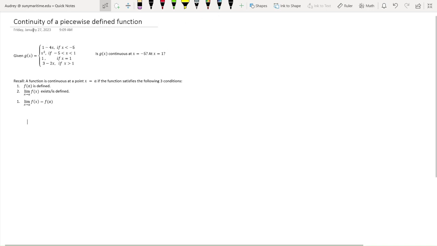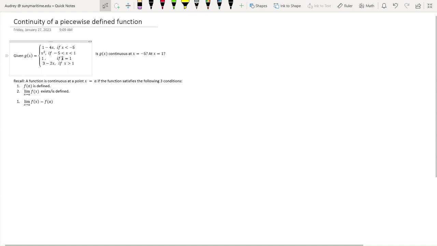So we're going to study the continuity of a piecewise defined function. Here we are given a function g of x defined by four parts. The four parts are the following: the linear function 1 minus 4x for any x less than negative 5. Then the quadratic function x squared if you are working on the interval from negative 5 to 1.